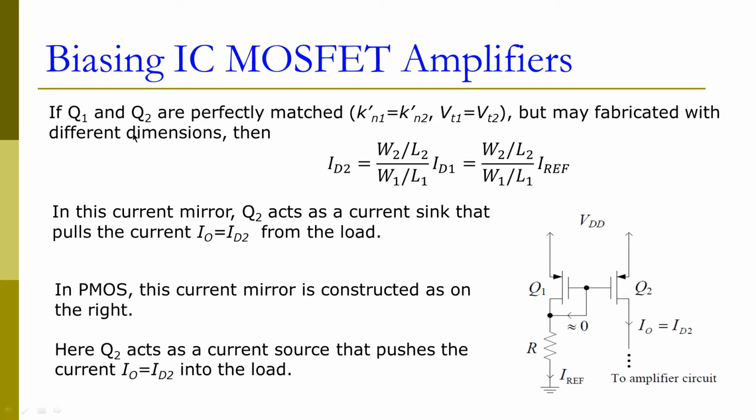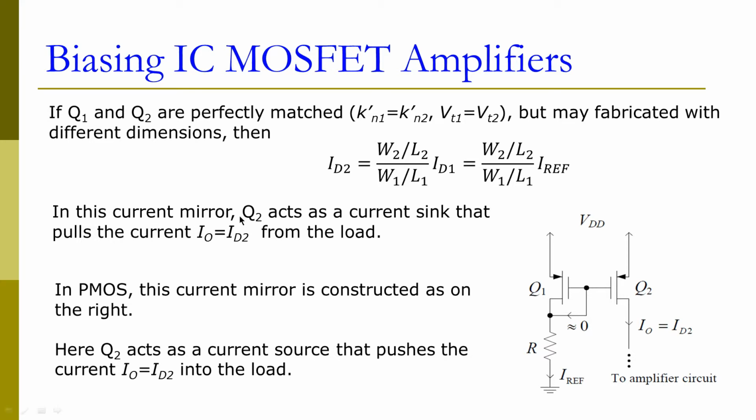Now, if Q1 and Q2 are perfectly matched, which means their Kn prime are equal and also their threshold voltages are equal, but they might be fabricated with different dimensions, then we can find the relationship between their drain currents, which is determined by the dimensions of the transistors. This gives us some advantage to design different current mirrors.